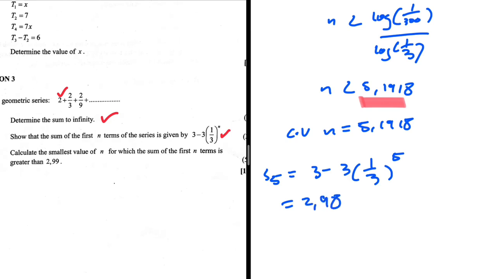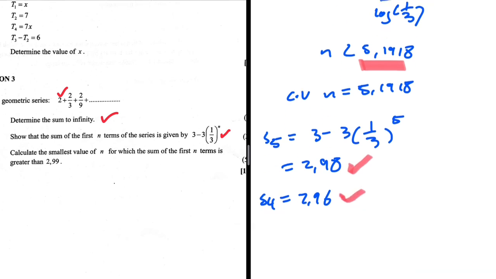When I substitute 5, I get 2.98. Okay, let me try substituting 4. Okay, when I substitute 4, I get 2.96, as you would expect, right? If the sum of the 5 terms is 2.98, then you would expect the sum of the 4 terms to be less than that, given that they are both positive. They are all positive, those terms. Okay, let's try n being equal to 6. I just want to check here. n being equal to 6.